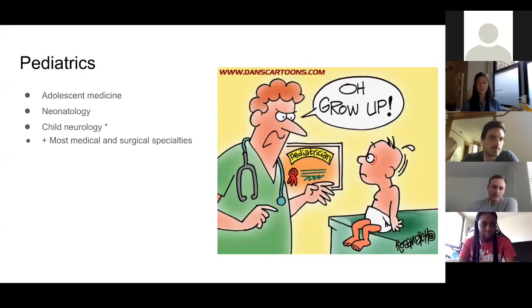And as you can imagine, the more different specializations you have, the longer the training is. So some of the very, very specialized pediatric doctors, especially the surgeons, can have more than 10 years of residency and fellowship training.